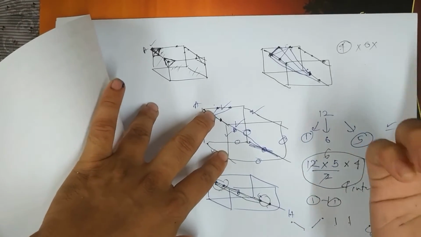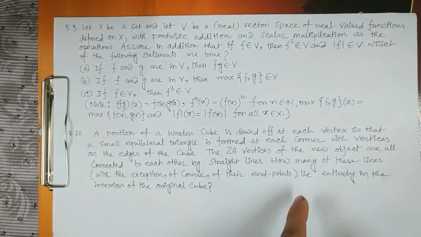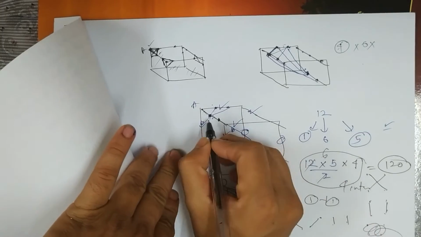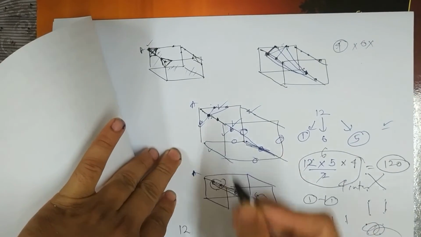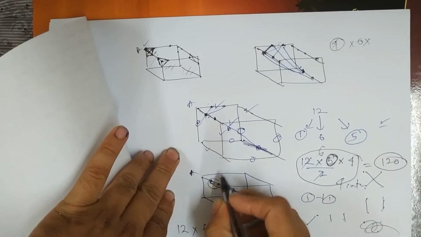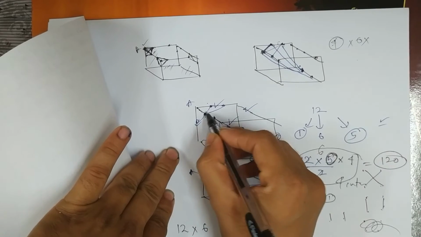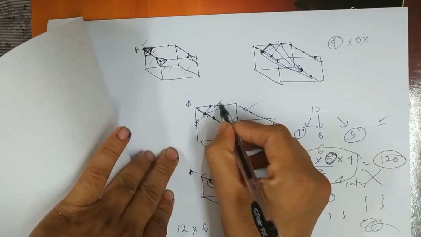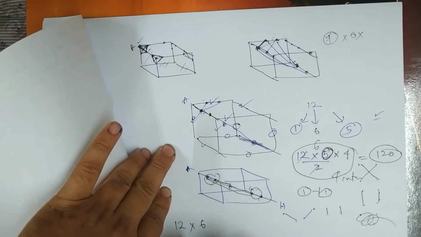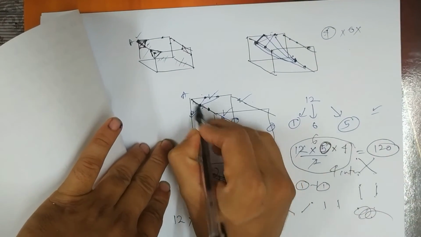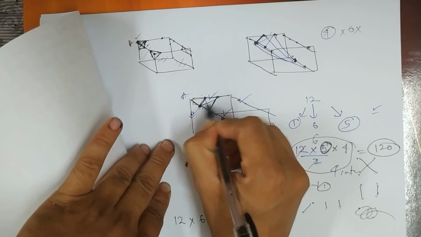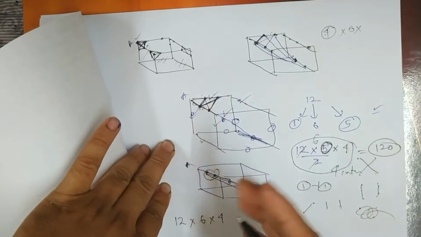Okay, now suppose you are asked in the question how many of these lines will be on the face. The same thing we'll do: there will be 12 edges, right? Then instead of 5 we will write 6, because for each edge we can connect with 6 edges so that it lies on the face, right? And then again, if we consider any two particular edges, there are 4, so 4 will be on the face.